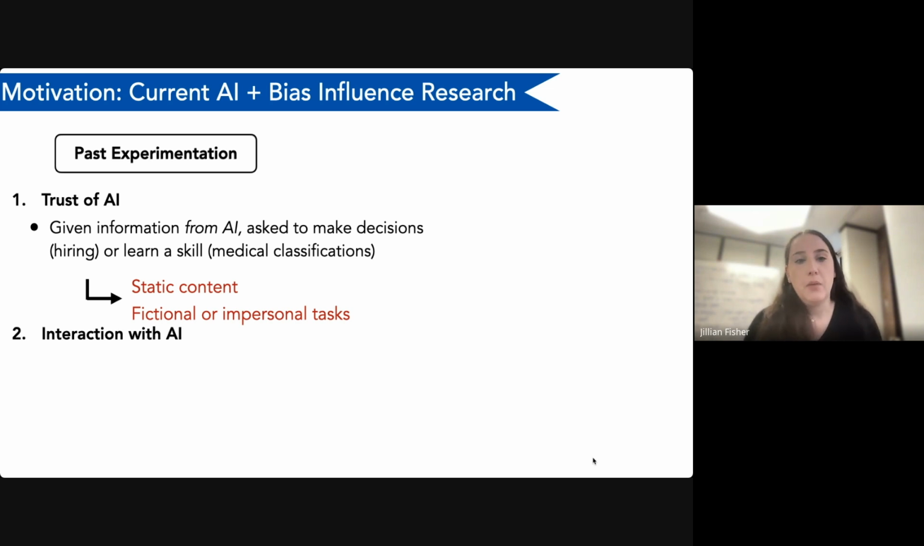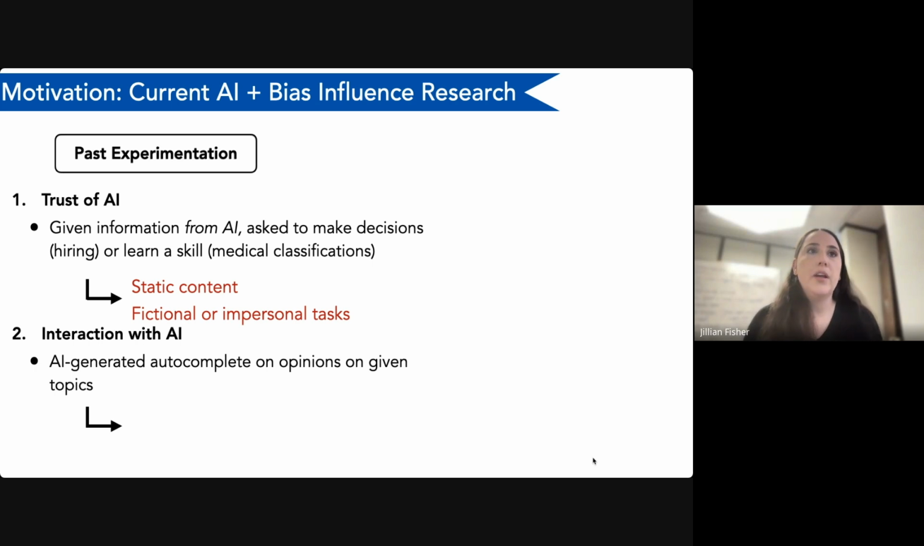Another more recent type of research that has come out is looking at interactions with AI and how it changes our behavior. This has mostly been done with AI-generated auto-completions. So you would ask a participant, write a paragraph about your thoughts on if social media is important for society. And they'll start writing their thoughts, and when they pause, they would then have an AI-generated auto-completion that they can choose to accept or not. And unbeknownst to them, that auto-completion might be biased one way or the other. And then they would compare whether you had the biased or the non-biased and how your responses compared.